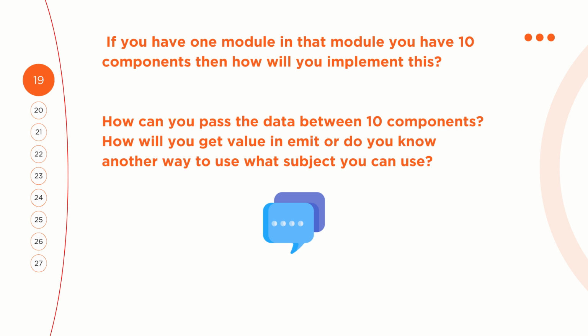Basically, in a service we can use an event emitter, and we can set that value, and using that service we can get that value. Event emitter. Okay. And how will you get that value from the emitter?